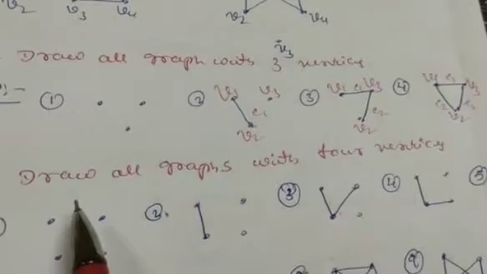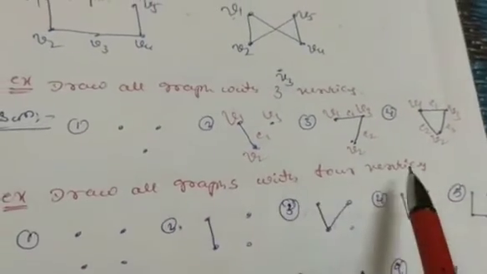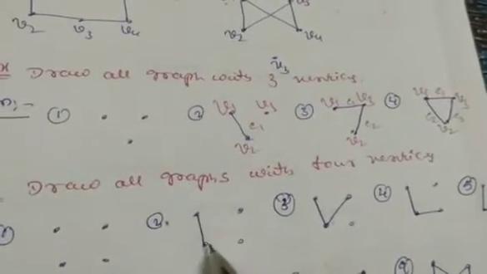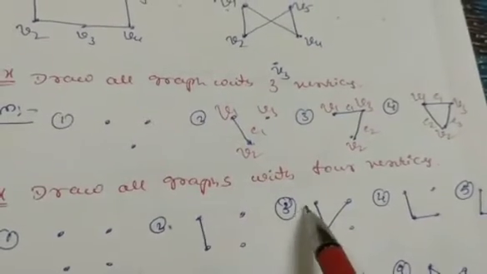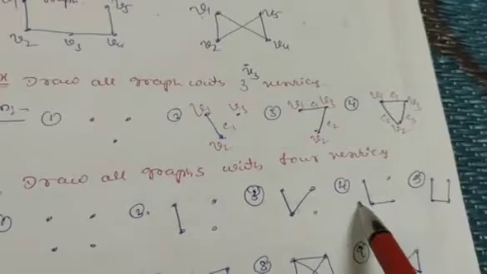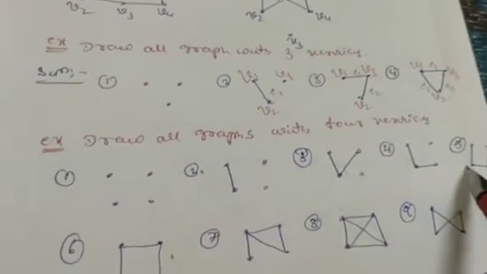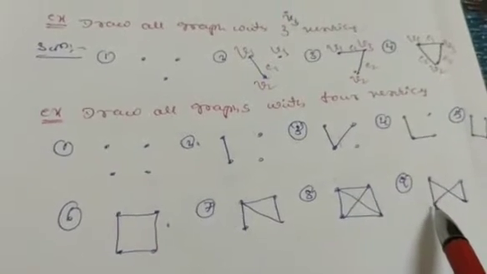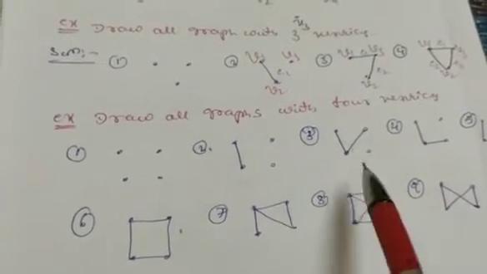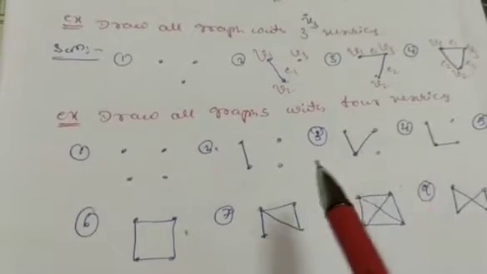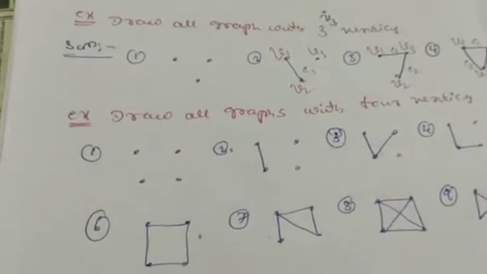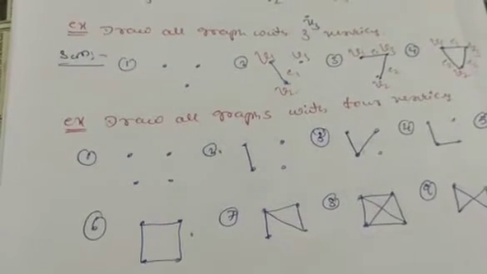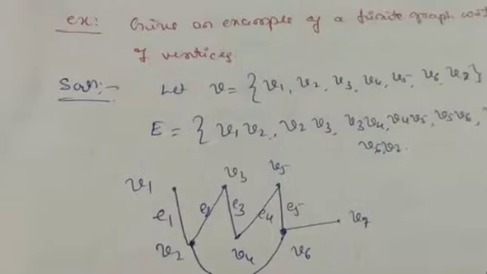Take one more example. Draw all graphs with 4 vertices. It is also similar here. We have 4 vertices with no edges, 4 vertices with 1 edge, 4 vertices with 2 edges, 4 vertices with 3 edges and 4 vertices with 4 edges. Like this also we can have here. So these are all different types of graphs which we can draw for 4 vertices because they have not given any condition here. We can draw 4 vertices with any kind of graph.